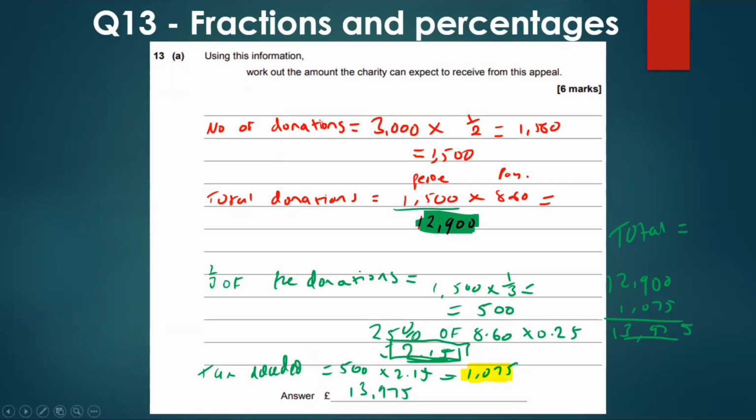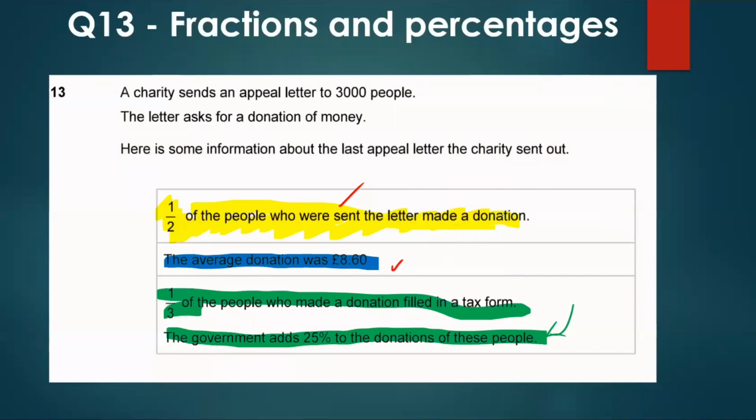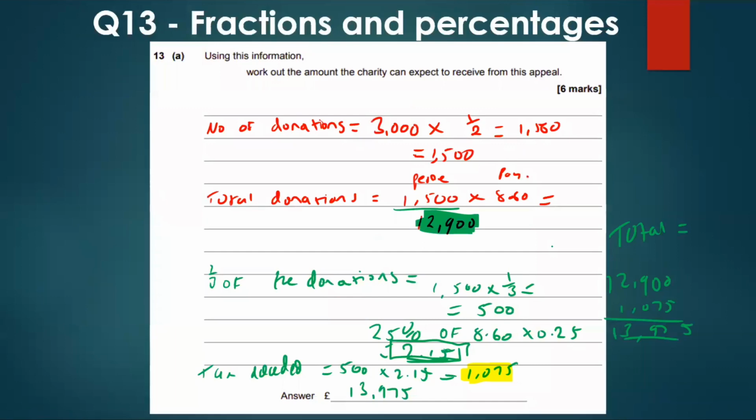It's quite a long question, about 6 marks. So remember, what I've done is I've gone through each of these. I've worked out that, I've worked out that, and I've worked out that. And what I'm then doing is adding that 25% onto the 500 people that actually filled out a tax form, and then adding it onto the total donations to find a total that they can expect to receive. Okay, so I hope that makes sense.